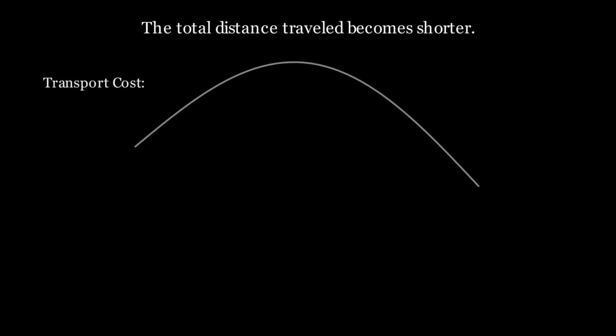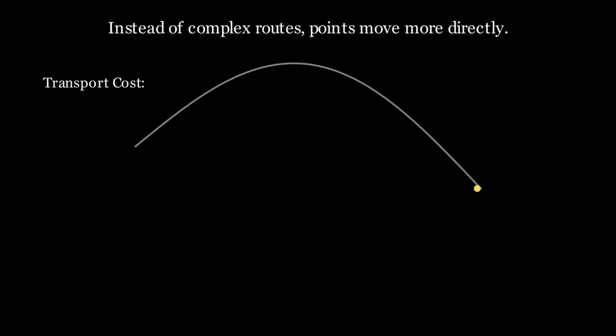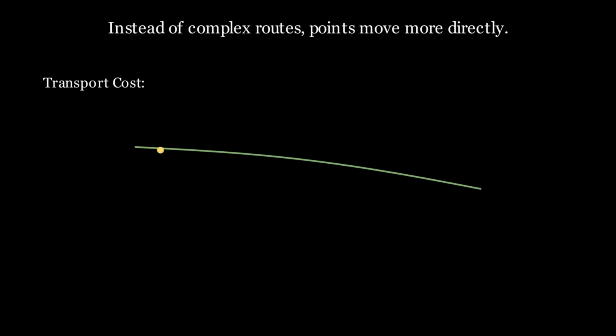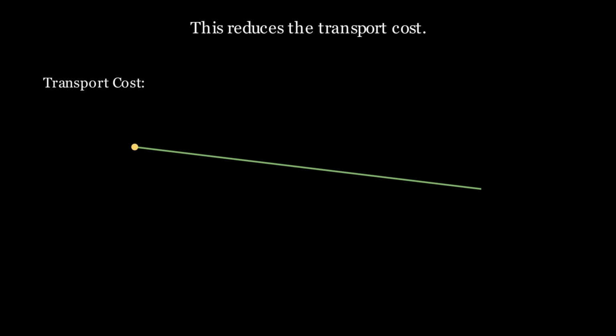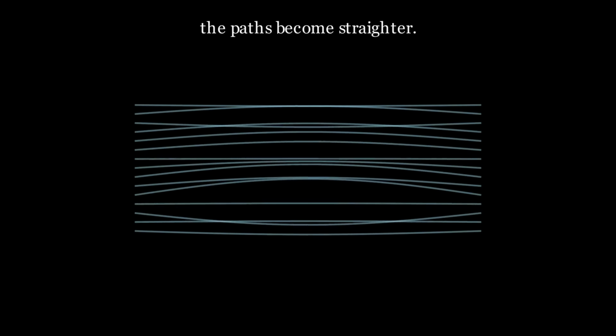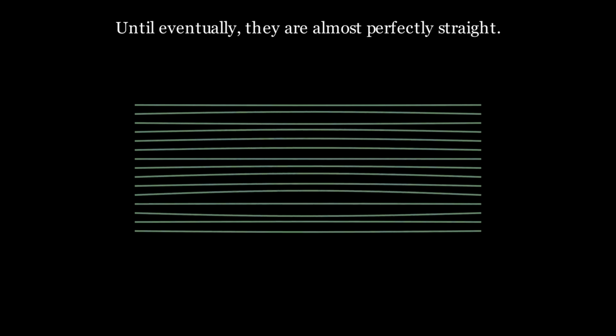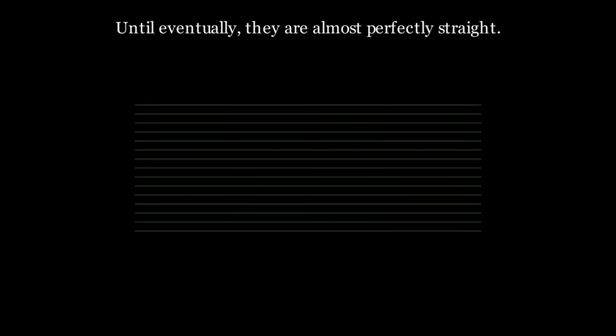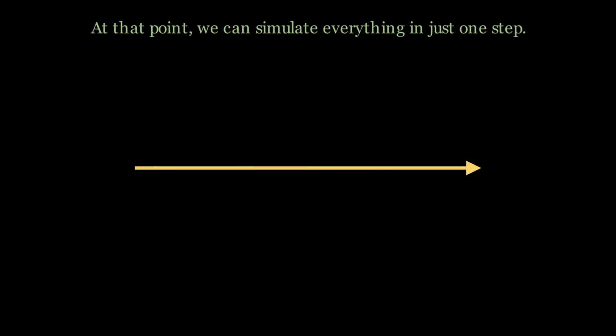Now, there's another effect of untangling these paths. The total distance traveled becomes shorter. Instead of taking complex routes, points move more directly. This reduces the transport cost. And if we repeat this process, the paths become straighter and straighter until eventually they are almost perfectly straight. At that point, we can simulate everything in just one step.